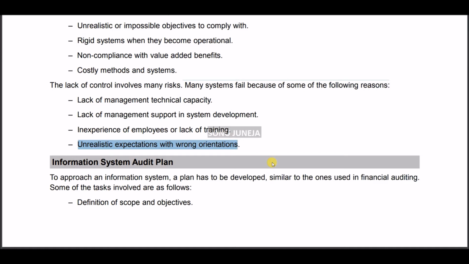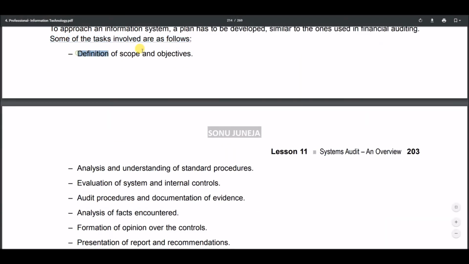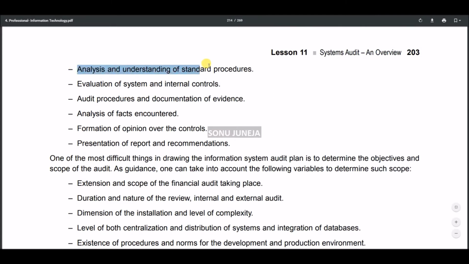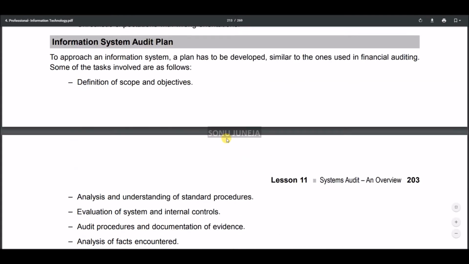To approach the information system, a plan has to be developed, similar to the one used in financial auditing. Some of the tasks involved are as follows: definition of scope and objectives, analysis and understanding of the standard procedures, evaluation of system internal controls, audit procedures and documentation of evidence, analysis of facts encountered, formation of opinion over the controls, presentation of report and recommendations.